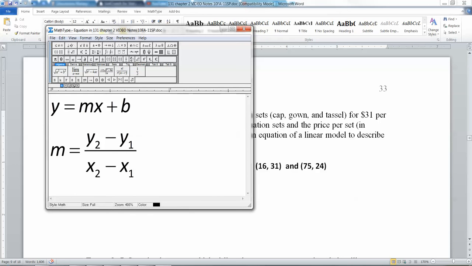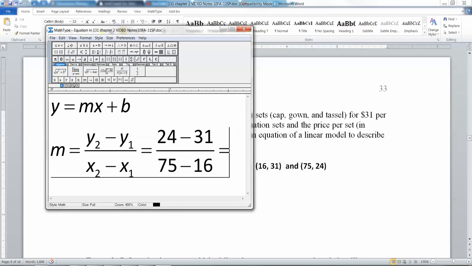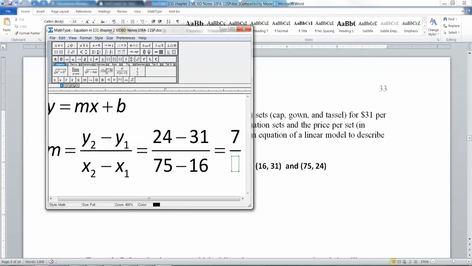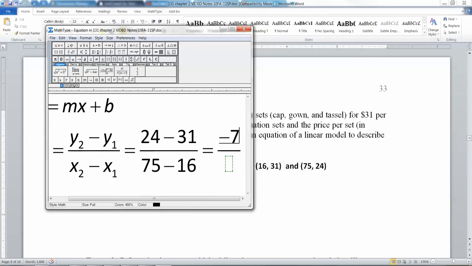Okay, now what's y2? 24 take away 31 over 75 take away 16. Remember, it doesn't matter which one you put in as long as you're consistent. So if you're going to put the 24 here, the 75 has to go with it. If you're going to put the 31 up front, you could have done that, but then the 16 would have to go up front to go with it. They got to line up. All right, so what is that? That is negative 7 over 75 take away 16.